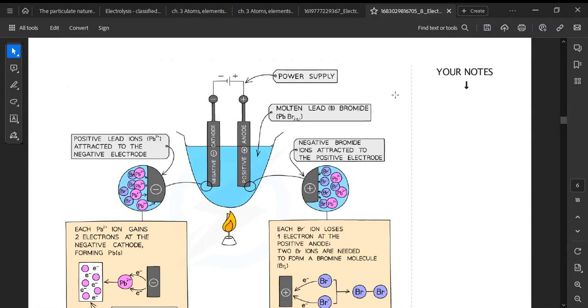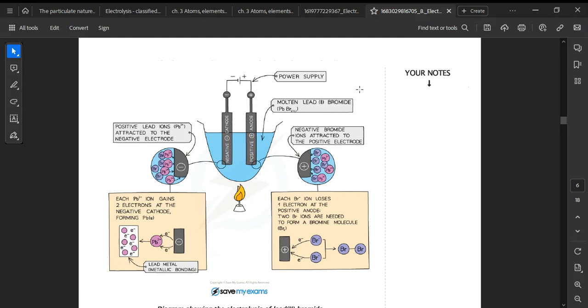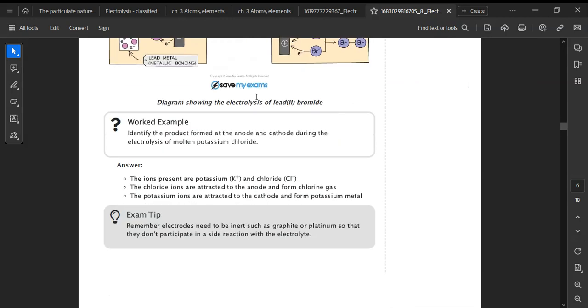So this is what Daniel was talking about. Just look at it, pause the video and look at it, and let's move on. Okay, worked example. Identify the products formed at the anode and cathode during the electrolysis of molten potassium chloride.